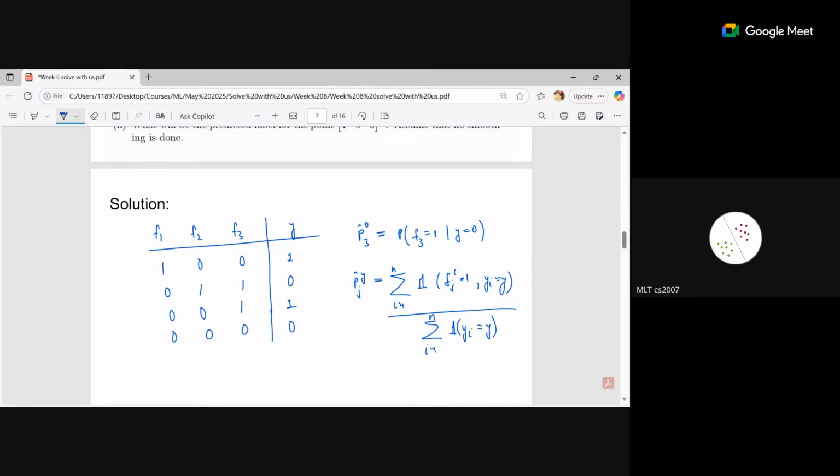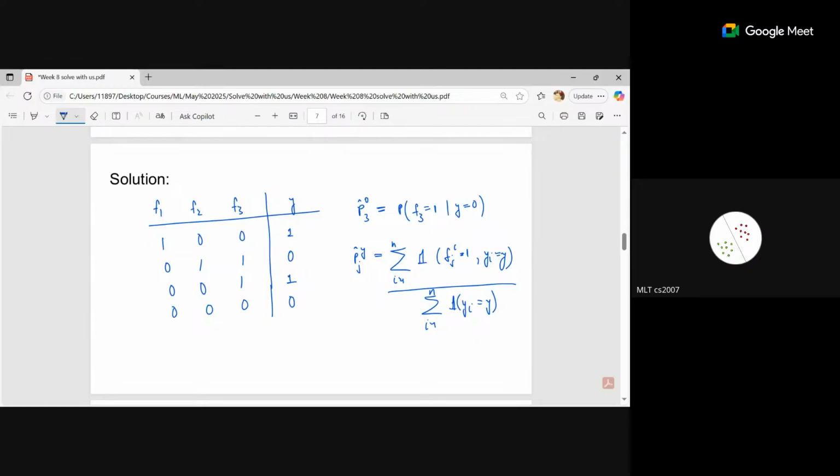So this basically says, out of all those examples for which the label is y, in this case the label is 0, so these two examples, how many have feature f3 equal to 1? So this is just going to be the denominator. We have two such examples, so in the denominator we have two. And out of that, I can see f3 is taking 1 for one of these two. So 1 by 2, and the answer is going to be 0.5.